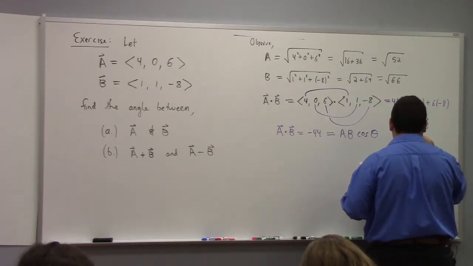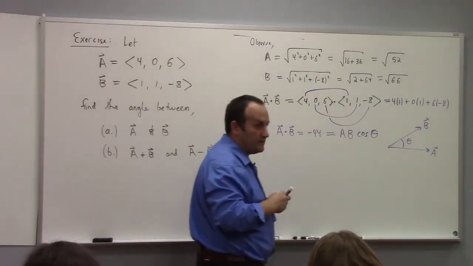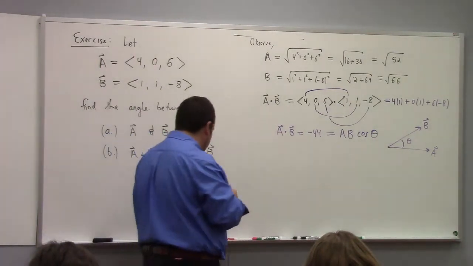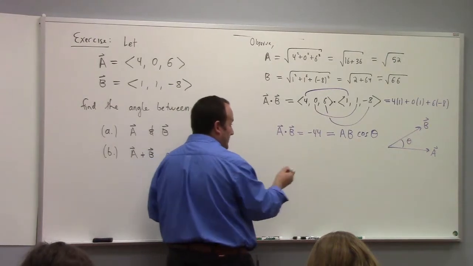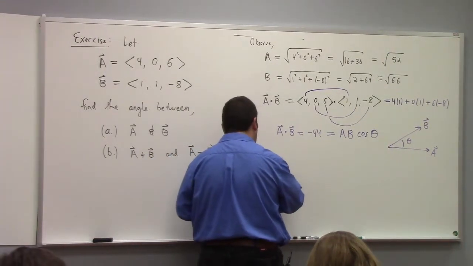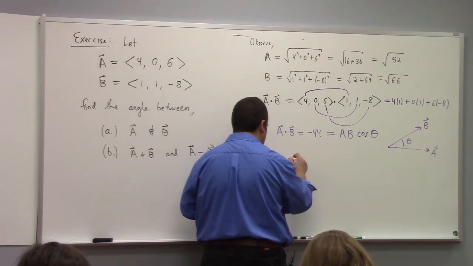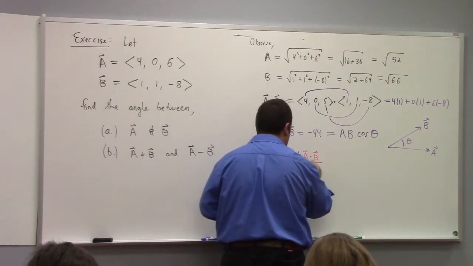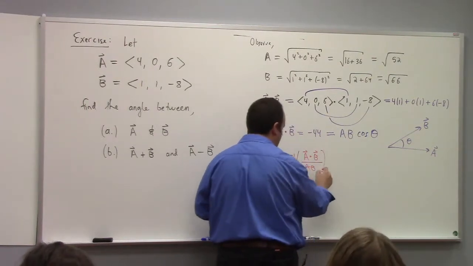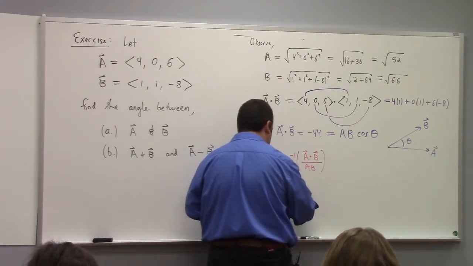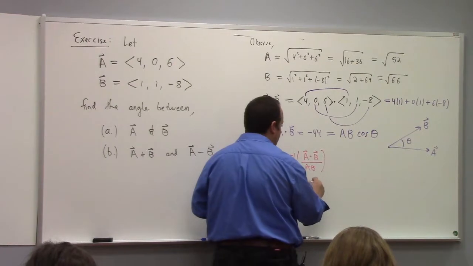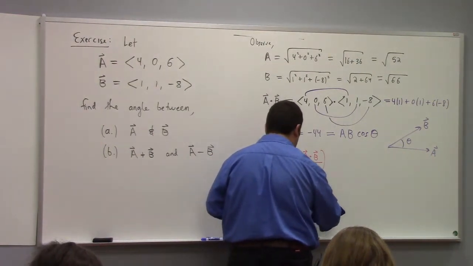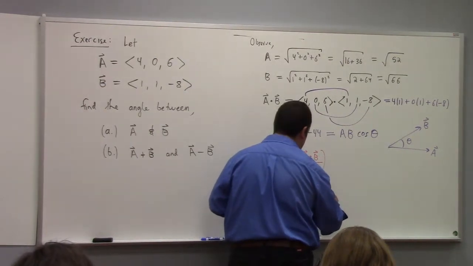This is just a heuristic picture. I really don't know what A and B actually look like without drawing coordinate systems and thinking through it. And I don't even need to do that, so I'm not going to here. But you can see that then theta should be equal to the inverse cosine of A dot B over A times B, which in this case is the inverse cosine of minus 44 over the square root of 52 times the square root of 66.